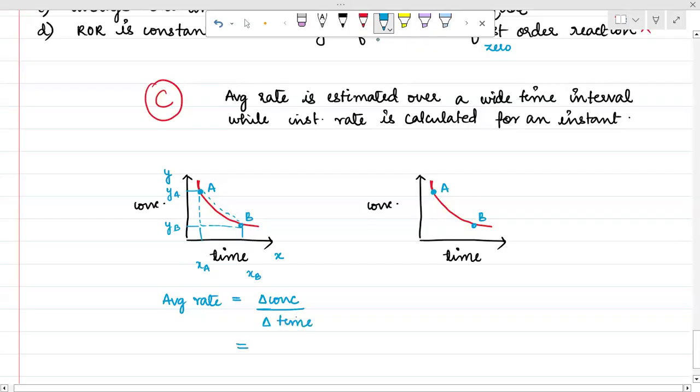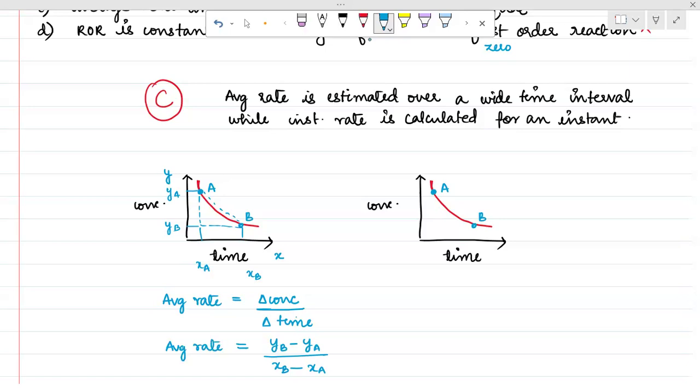Or I can say the difference, YB minus YA, divided by XB minus XA, final minus initial. YB minus YA divided by XB minus XA is your average rate. So I had taken 2 points which are far apart and I want to know the rate of how the reaction has changed over the time interval from XA to XB. This is how I find it.